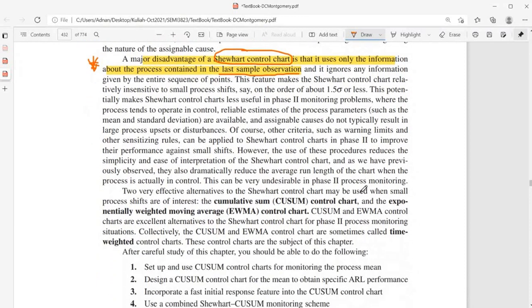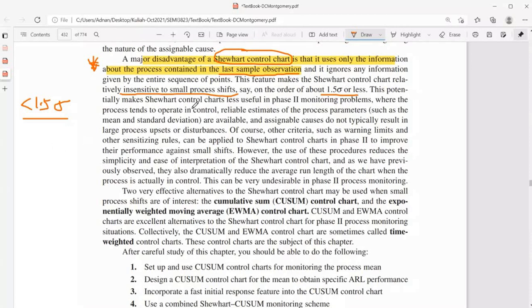Because of this, based on one point, this is referring to one point outside the control limit, not the runs rule. So this makes the chart insensitive to small process shifts. When we say small shift, we mean 1.5 sigma or less. If we have 1.5 sigma and above, we consider that a big shift.